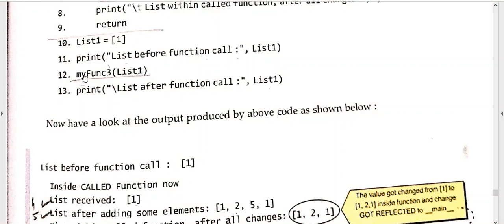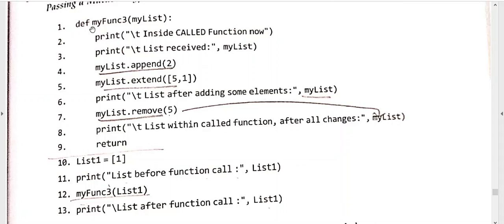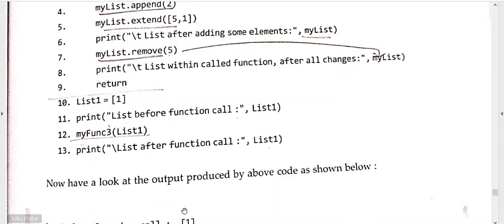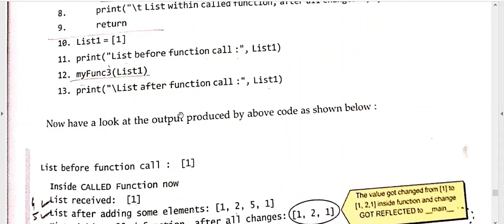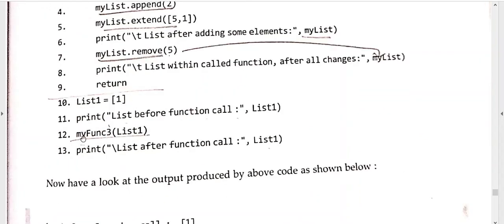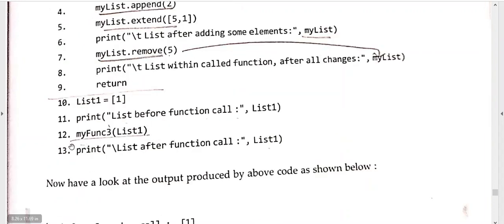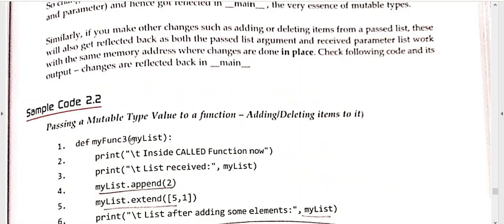Now this function call on the 12th line will be executed. It is a function call, so it will go to the function definition at line number 1. Now the statements up to line 9 will be executed. List 1 is having 1, we have just seen, we printed 1. So this 1 will be passed to my list here. Always keep in mind the function name should be the same, then this particular function will be executed. If you write it differently, it will not be able to connect with this function definition.